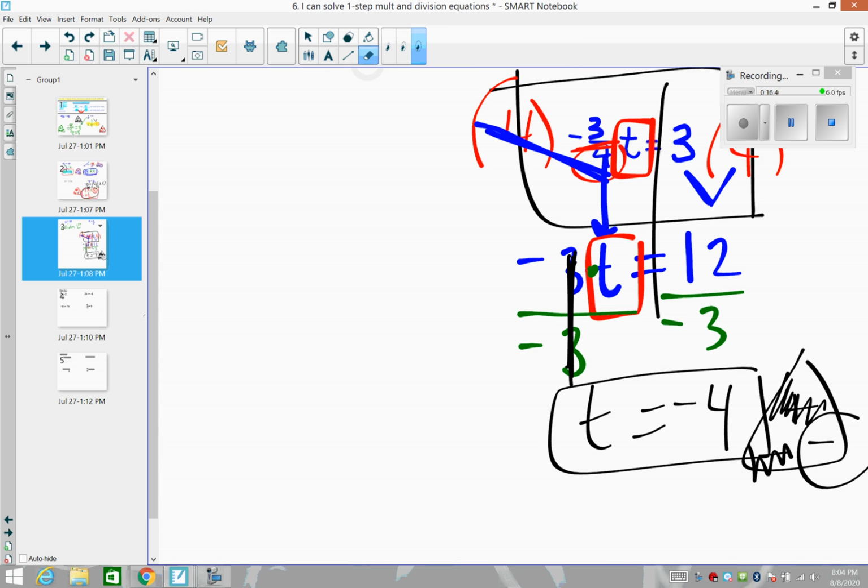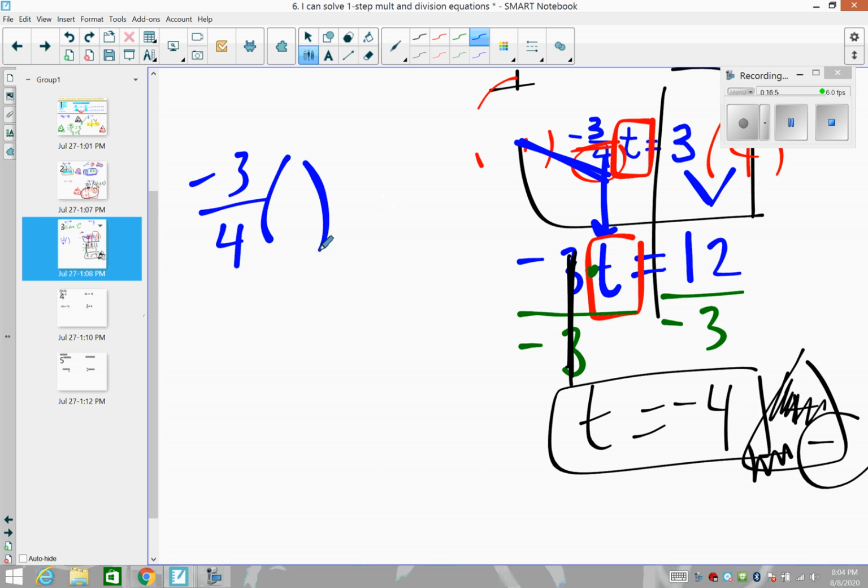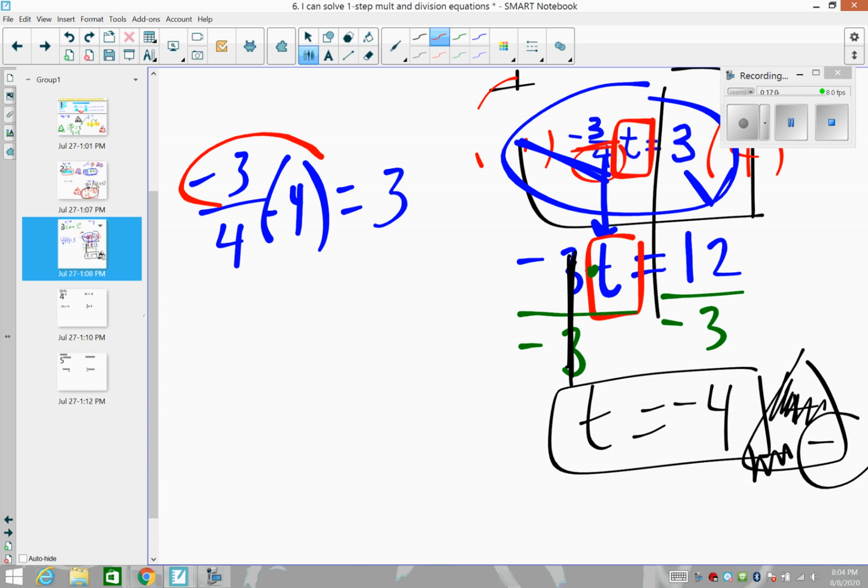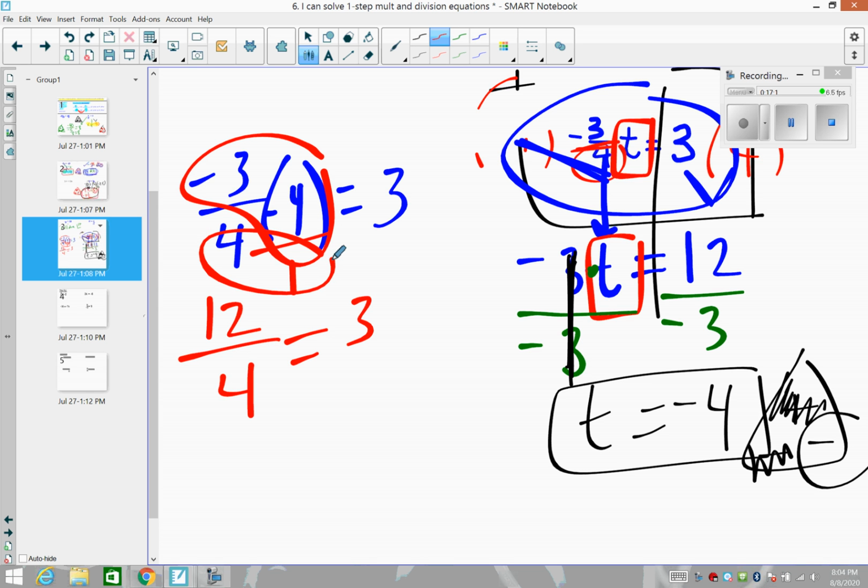So let's go back to the beginning step. I better not erase that like I did last time because that's written in pen. It's not typed. So negative 3/4, this is the step I'm working on, of negative 4, does that equal 3? If you put that in your calculator, you'll find that it is equal to positive 12 divided by 4, which is equal to 3. So 3 equals 3. So we know that negative 4 is the solution to T. That's correct. That is the solution.